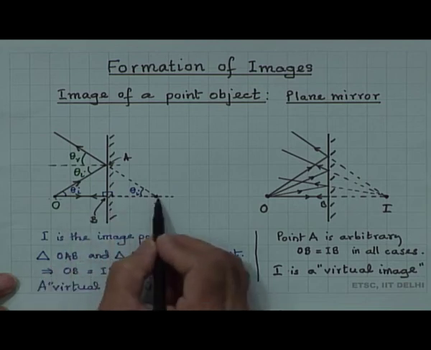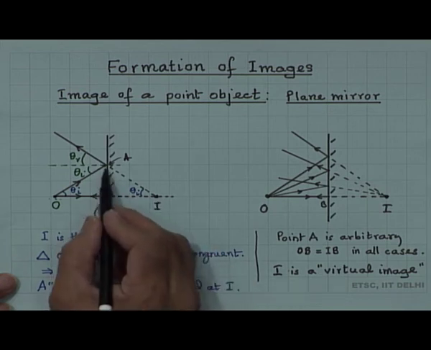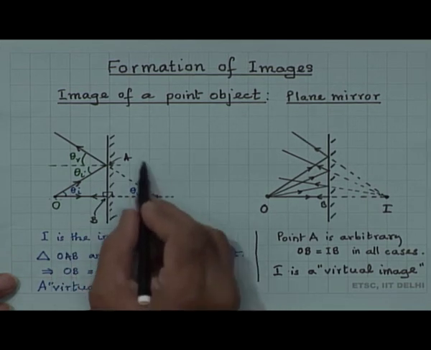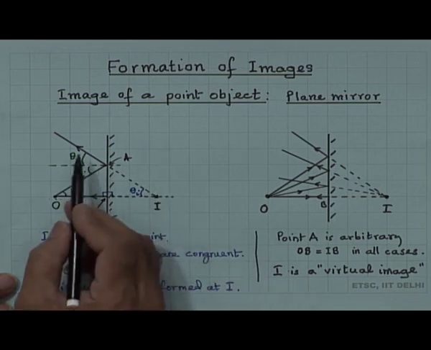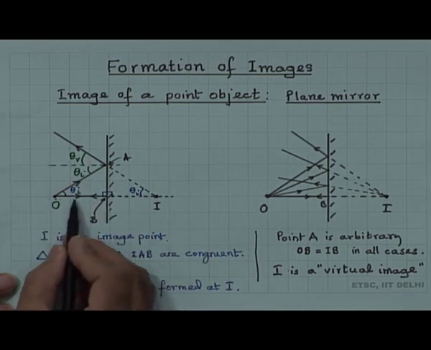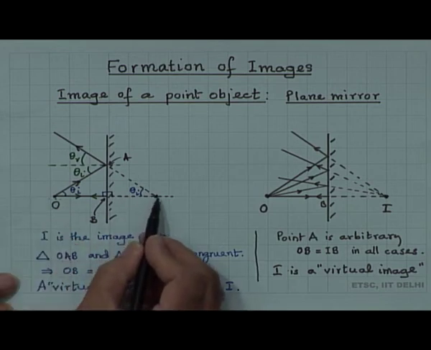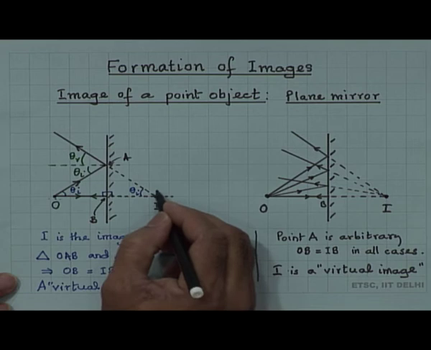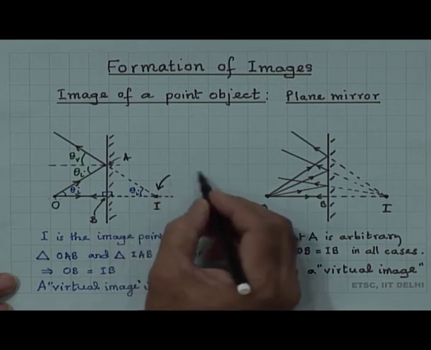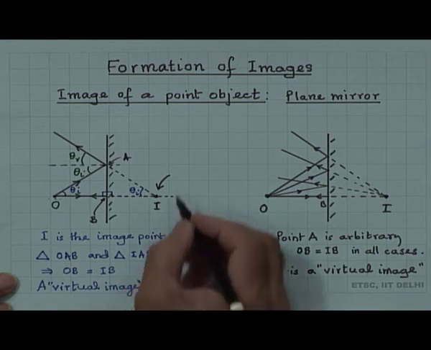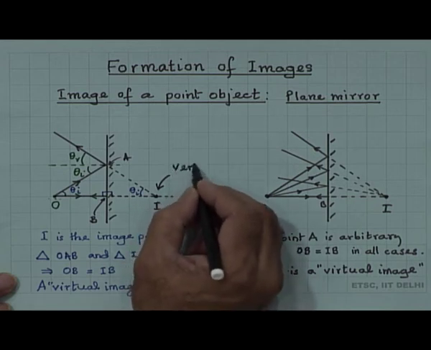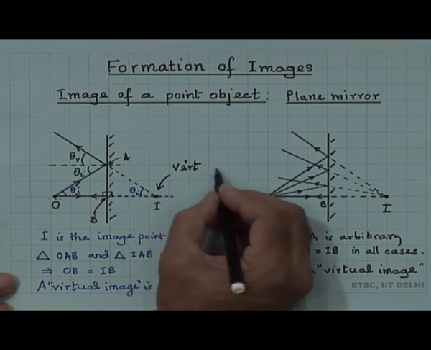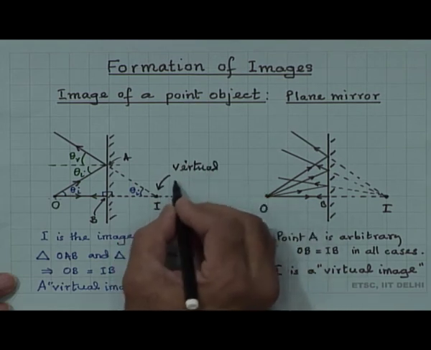What it means is that this is a virtual image, because rays are not physically traveling there. There are no rays existing in this direction. It only appears as if this ray and the ray which is returning back come from this point I. Therefore, this point I is called a virtual image point. So, I is the image point, it is a virtual image point.